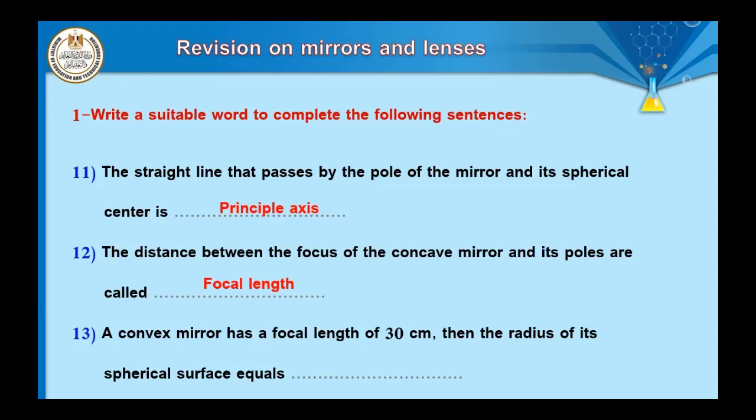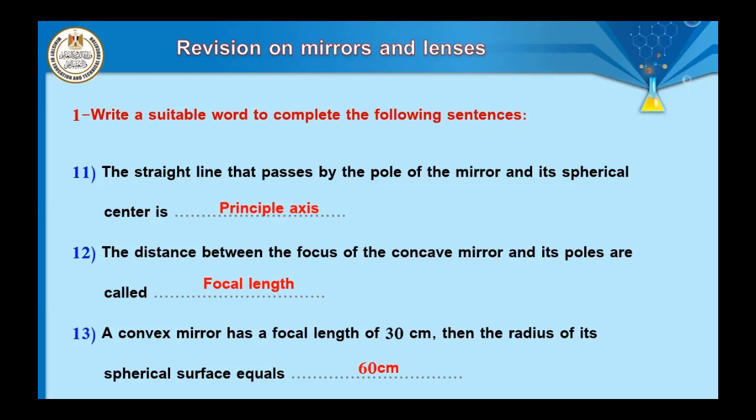Number 13. A convex mirror has a focal length of 30 centimeters. Then the radius of its spherical surface equals, as we know the relation between focal length and radius, that focal length equals half the radius. So the radius of the spherical surface equals double the focal length, 30 times 2, equals 60 centimeters.